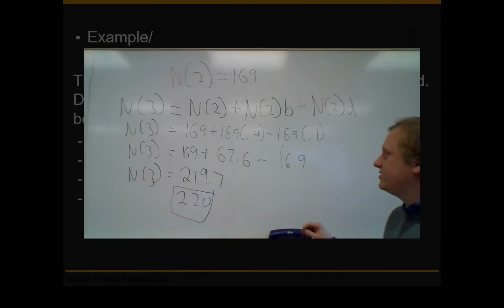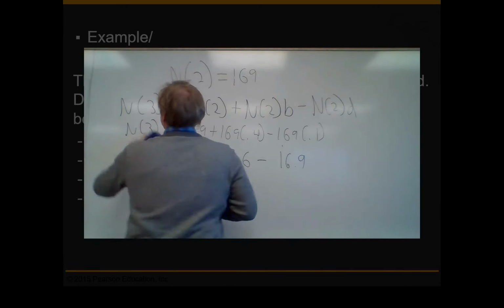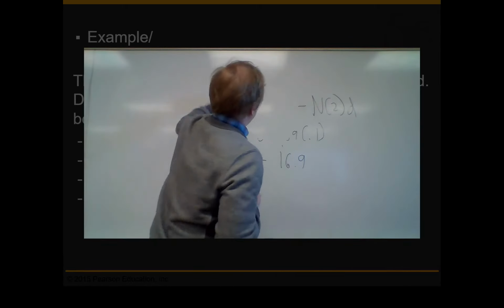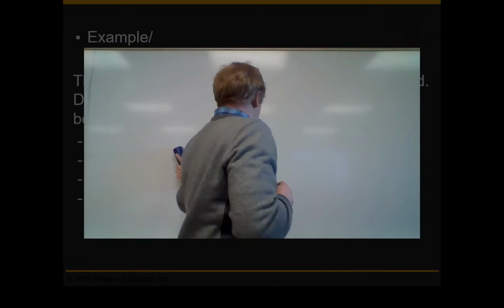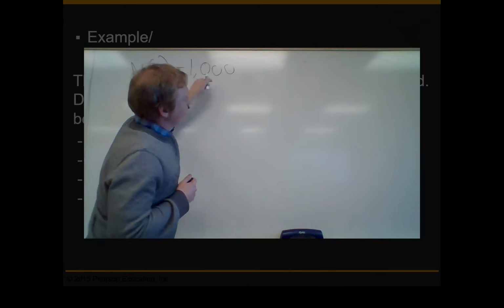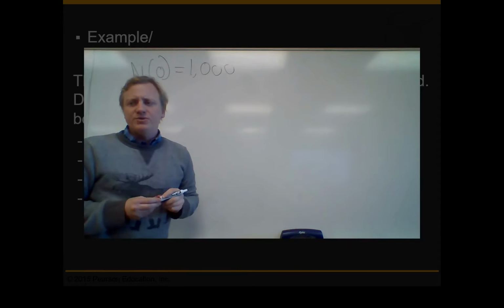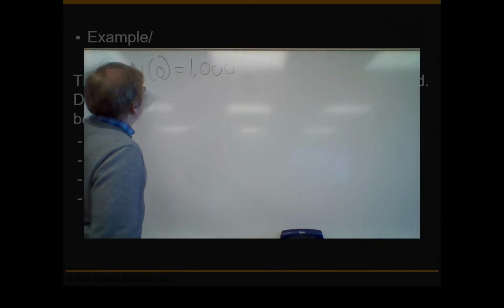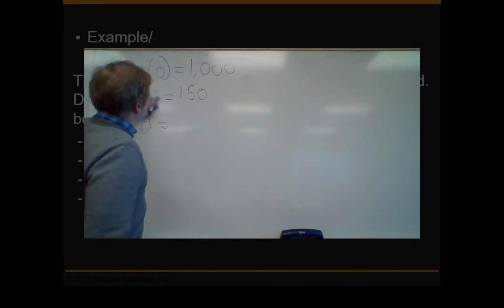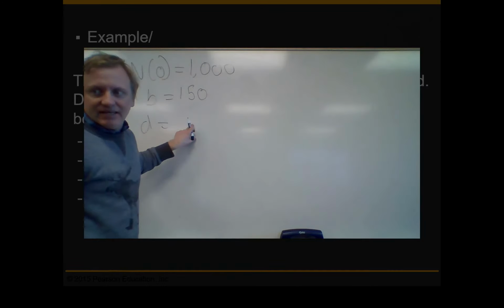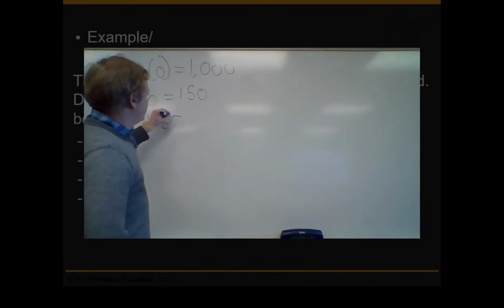So let's do this. Go back to the board here for a second. So what is N of 0? N of 0, we started with 1,000. We started with 1,000 shrews. How many were born? Out of this 1,000, there was 150 that were born. I'll make this a lowercase b. How many died? 50 in this case.